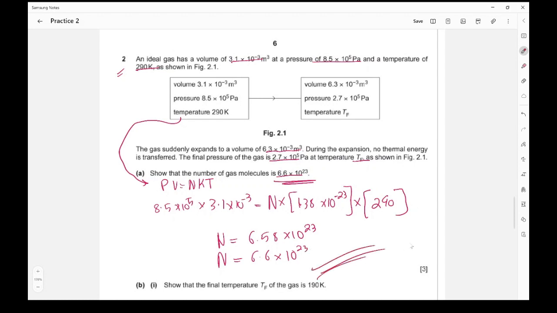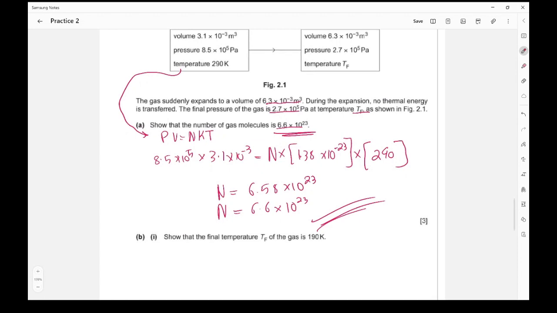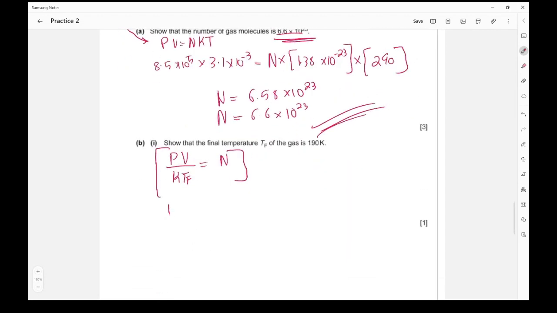Let's just move on to the next question. Show that the final temperature TF of the gas is 190. So how do we do this question? This is very simple. We have the value of N over here. We can work this out again. So once again, PV over KT is actually equal to N. The N doesn't change, so we can easily find TF. I'm just going to call it F. So this is going to be PV over KN is equal to TF. So let's just calculate this value.